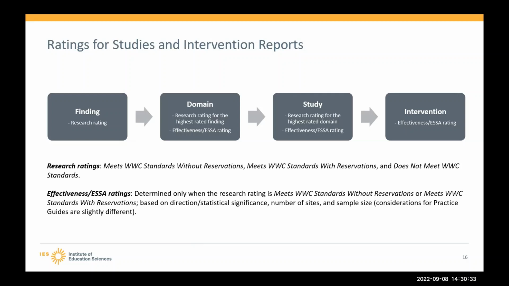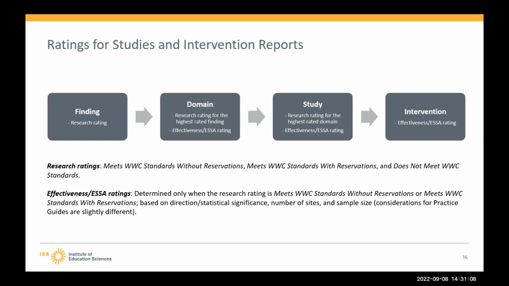The last slide in this section of our webinar summarizes the things that the WWC attaches ratings to and the considerations on which those ratings are based. So you can see that the WWC assigns a research rating to individual findings within studies. And then everything else builds on this finding level research rating. For outcome domains within studies, the WWC assigns both a research rating and an effectiveness rating, and you can see how these are related to the finding level research ratings.